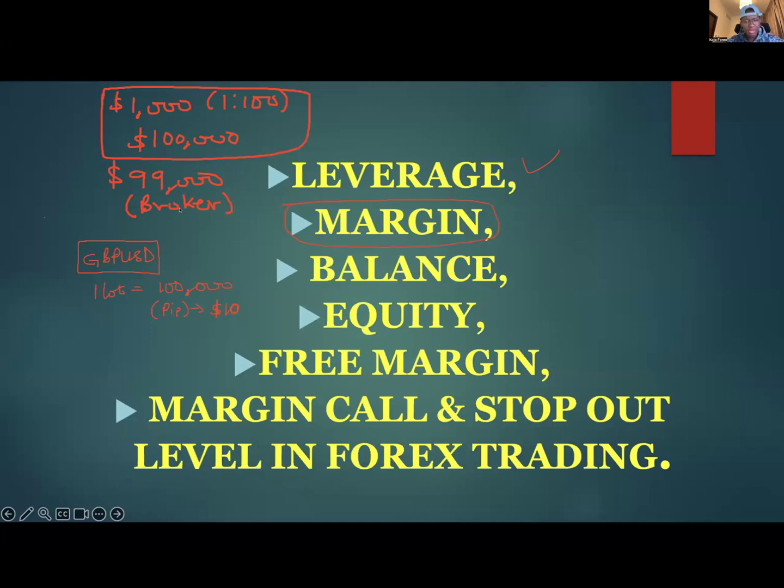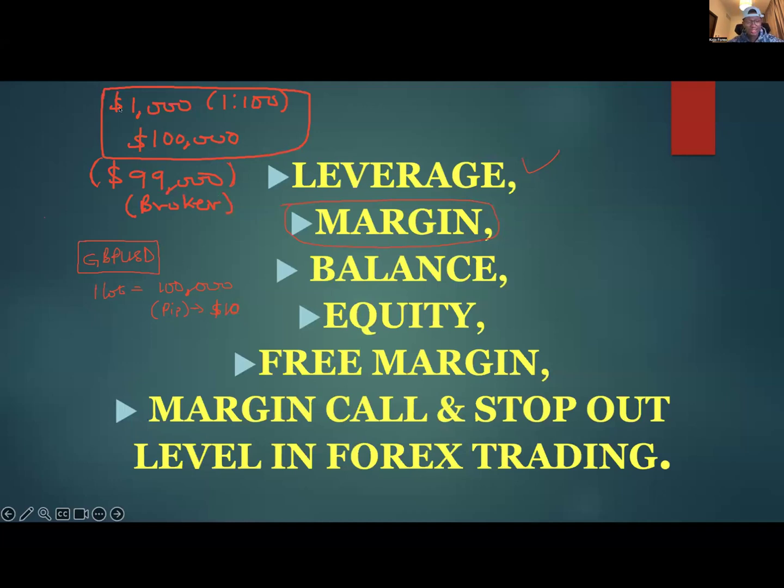Now, because the broker does not want you to lose your money, that would eat into their money, which is a 99,000. Every trade you place, they put aside a margin from your account, right? And there's a basic mathematical way to calculate it. We don't need to bore our head with a calculation.